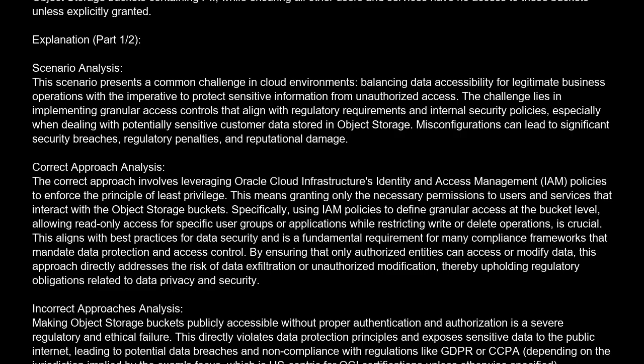Incorrect approaches analysis. Making object storage buckets publicly accessible without proper authentication and authorization is a severe regulatory and ethical failure. This directly violates data protection principles and exposes sensitive data to the public internet, leading to potential data breaches and non-compliance with regulations like GDPR or CCPA, depending on the jurisdiction implied by the exam's focus, which is US-centric for OCI certifications unless otherwise specified. Granting overly broad permissions, such as allowing all authenticated users within the tenancy to have read-write access to all object storage buckets, is another failure.